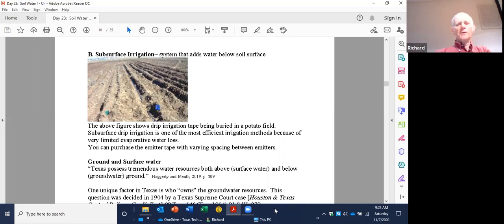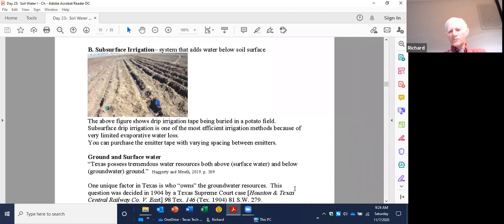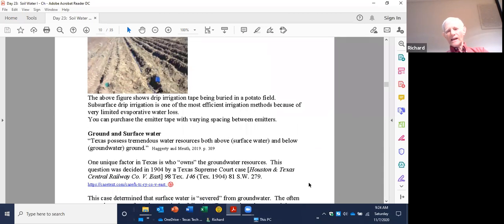You can purchase emitter tapes in various spaces. Typically, the ones that I have in my backyard have emitters once every foot. You can buy them with emitters every 6 inches or longer. If you have any questions, just please break in and ask me.